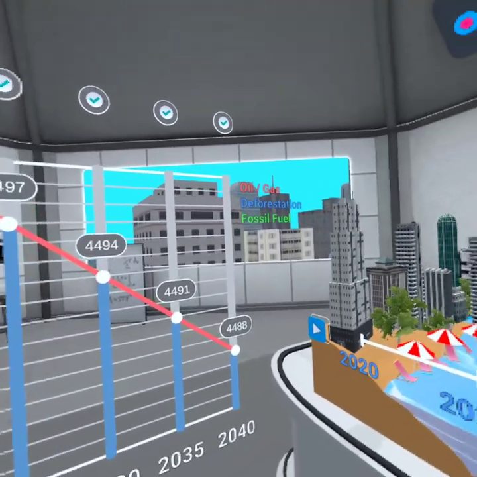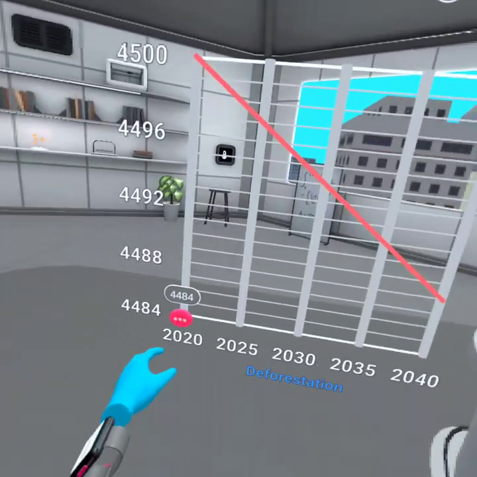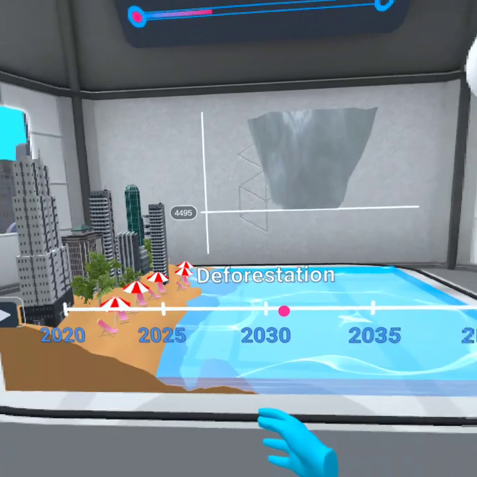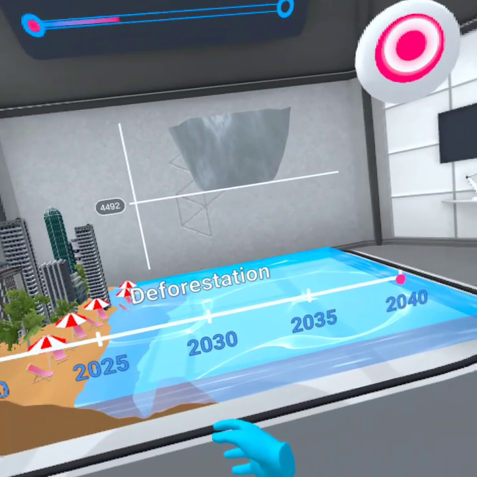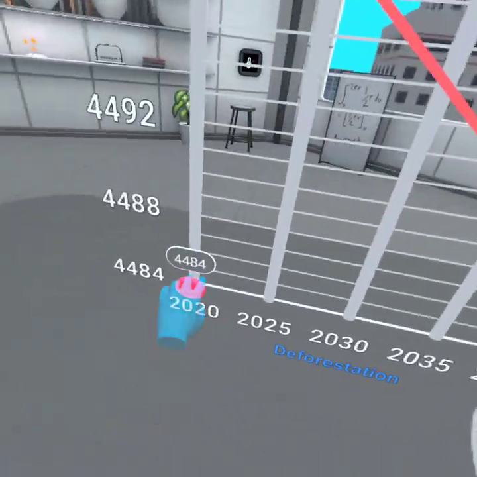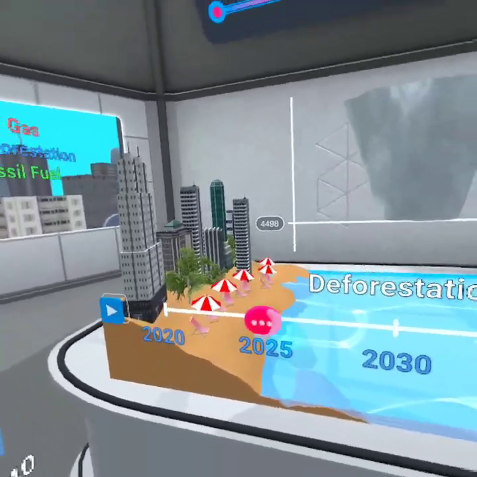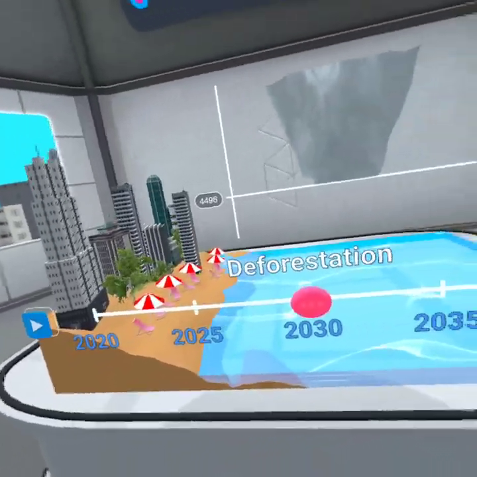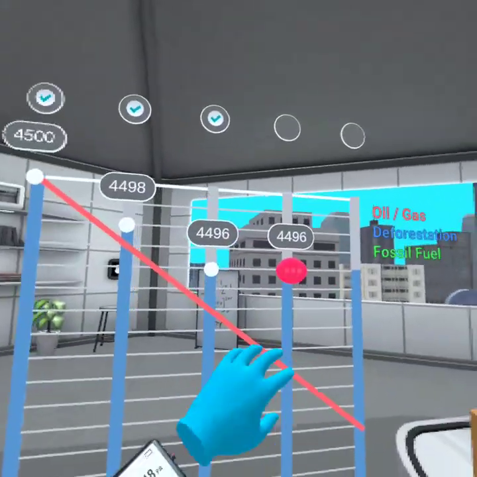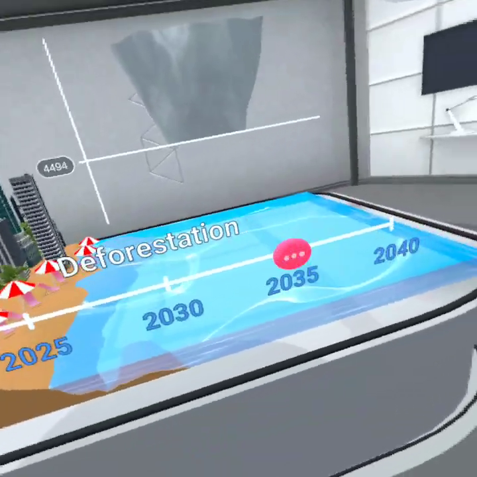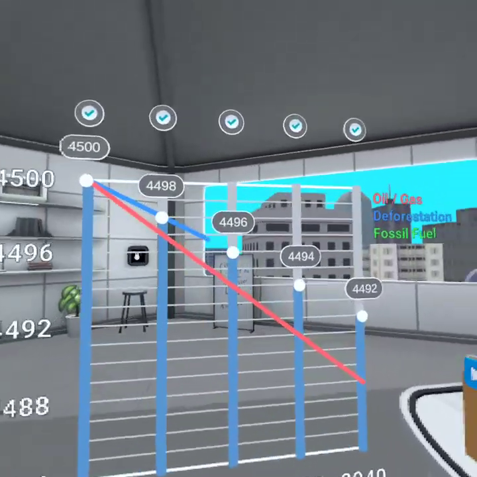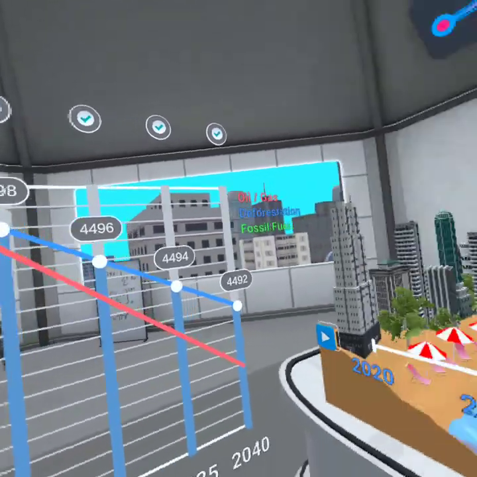Good thinking. Now, investigate the impact of deforestation and add your findings to the interactive graph for each of the 5 years. Last one. Repeat this process for burning fossil fuel.